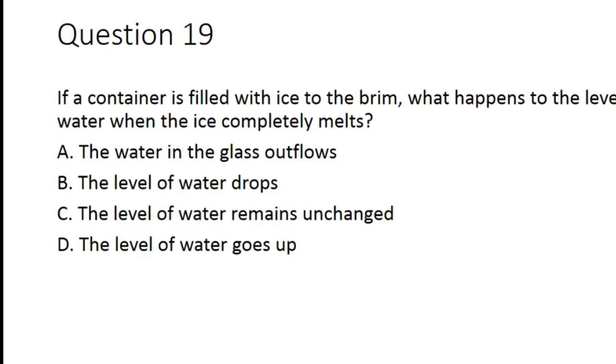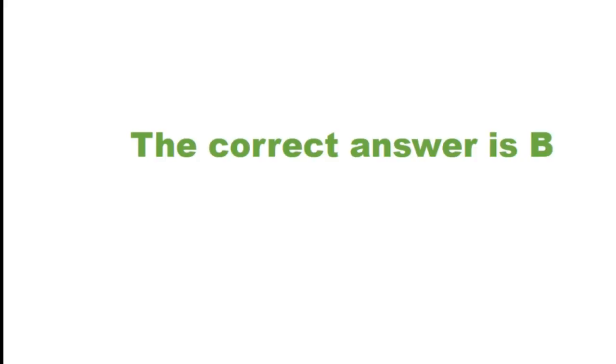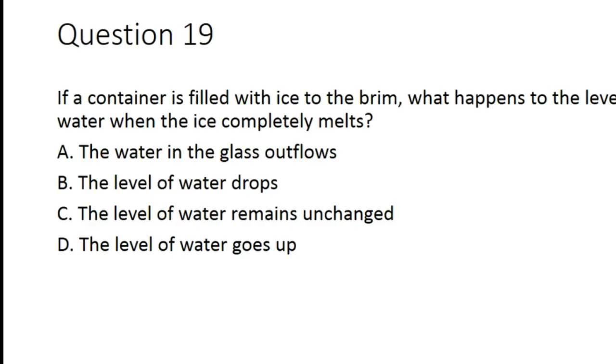Question 19. If a container is filled with ice to the brim, what happens to the level of water when the ice completely melts? A. The water in the glass outflows. B. The level of water drops. C. The level of water remains unchanged. D. The level of water goes up. The right option is option B. The level of water drops.